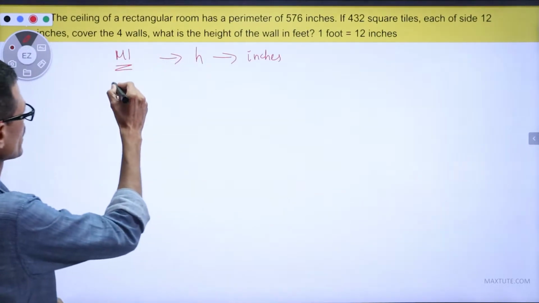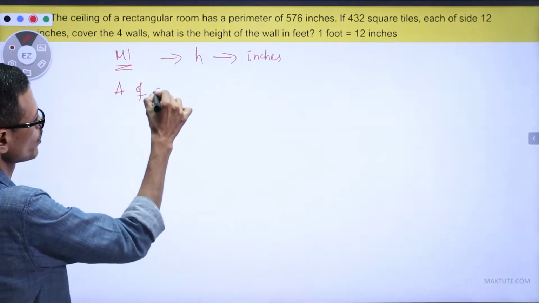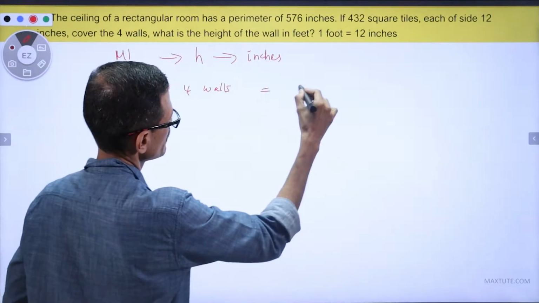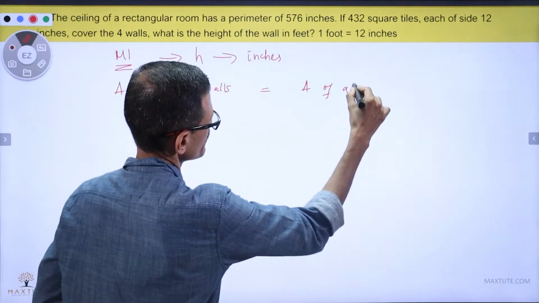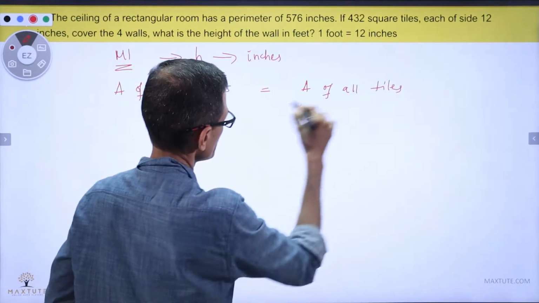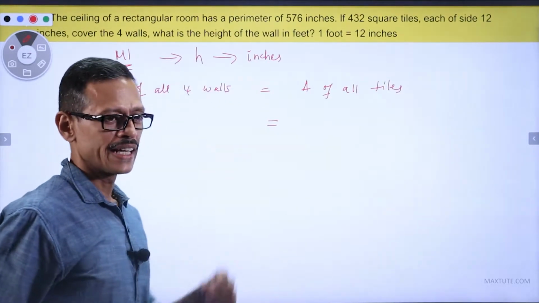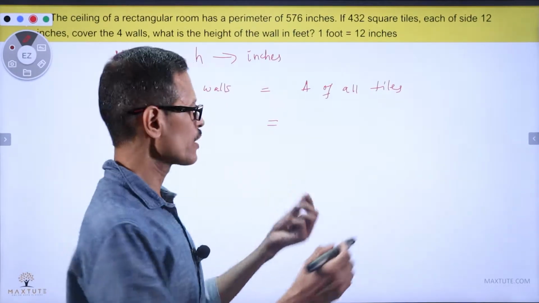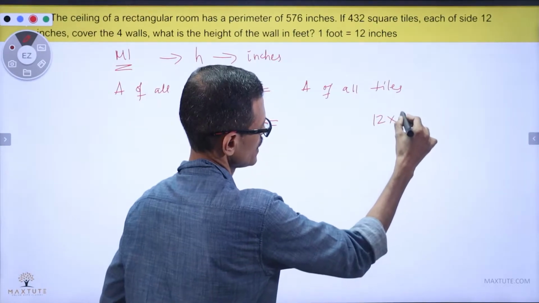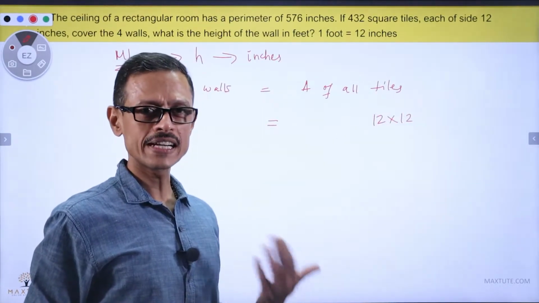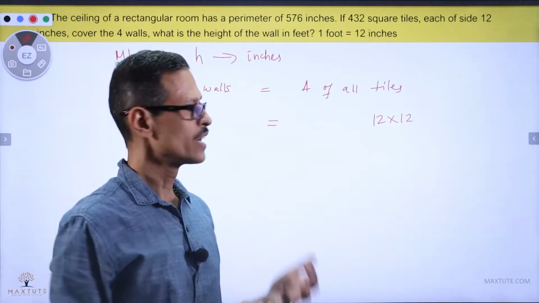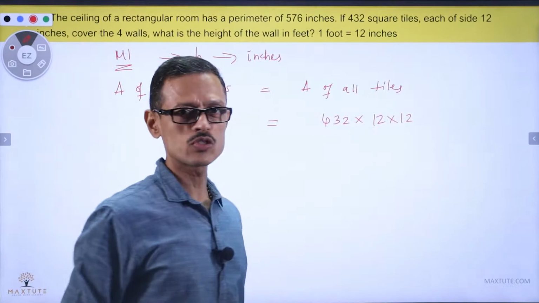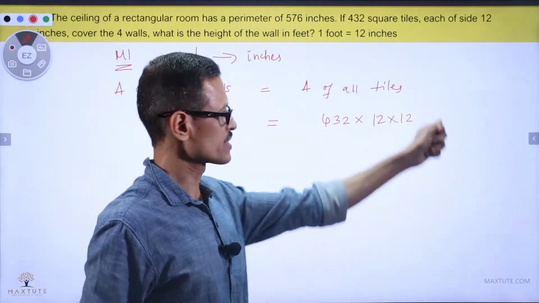So on the left hand side, I'm going to have area of all four walls. This is my left hand side. Right hand side, I'm going to have area of all tiles that have been used. I'm going to start with the right hand side because it's so easy to compute. Area of one tile is equal to area of the square. It's a side 12 inches tile. So area of the square is going to be equal to 12 times 12. This is area of one tile. How many tiles do we use? We're using 432 tiles. So area of all of these tiles is going to be equal to 432 times 12 times 12.